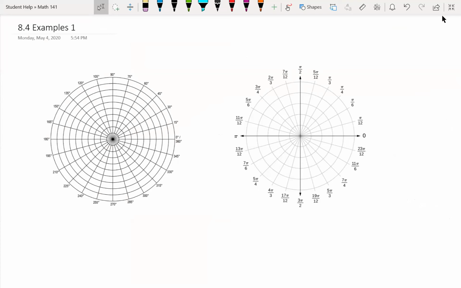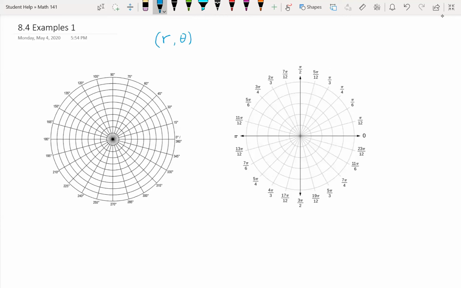I posted a video on Canvas that shows you how to change the settings so that you get this polar grid that's circular. Just some of the basics is that when we have a number that is given in polar form, it's listed as the first number being a radius, how far out we're going to go from the origin, and then the angle is given second.